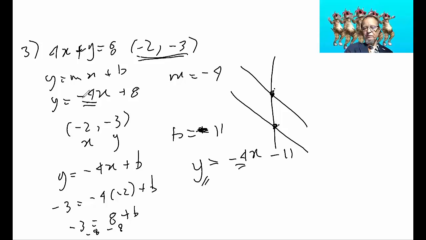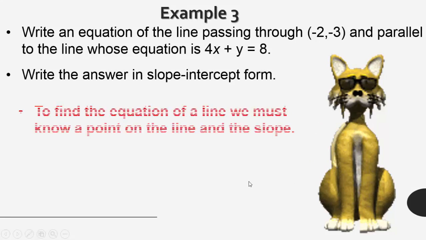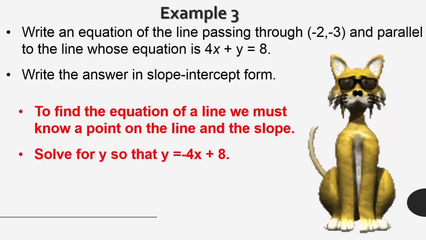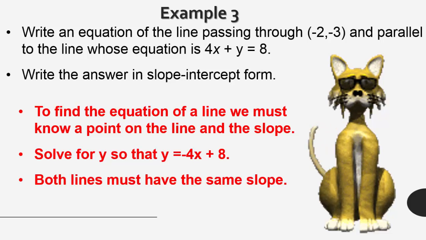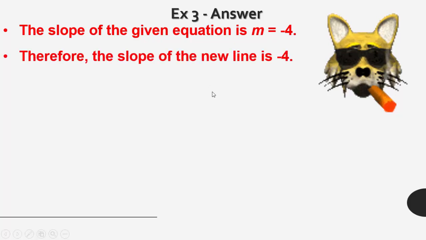parallel to each other. In reviewing what I did on the whiteboard, or at least this part, to find the equation of a line, we must know a point on the line and the slope. We solve for y so that y is equal to negative 4x plus 8. Both lines must have the same slope. So here, the slope of both lines will be given as negative 4, and recall the symbol for slope is m. So therefore, the slope of the new line is negative 4.